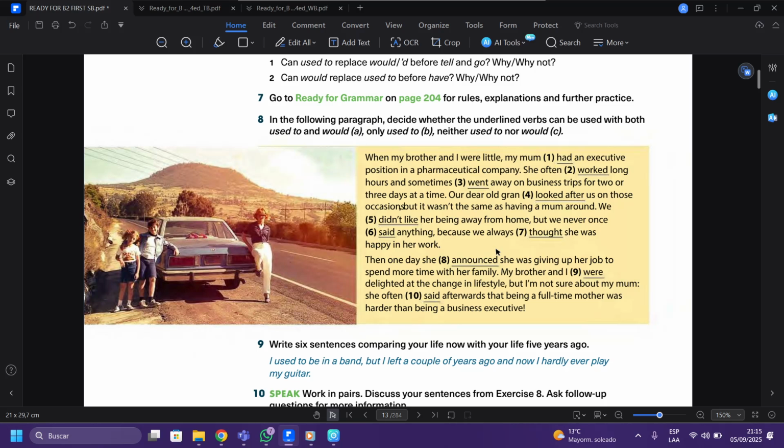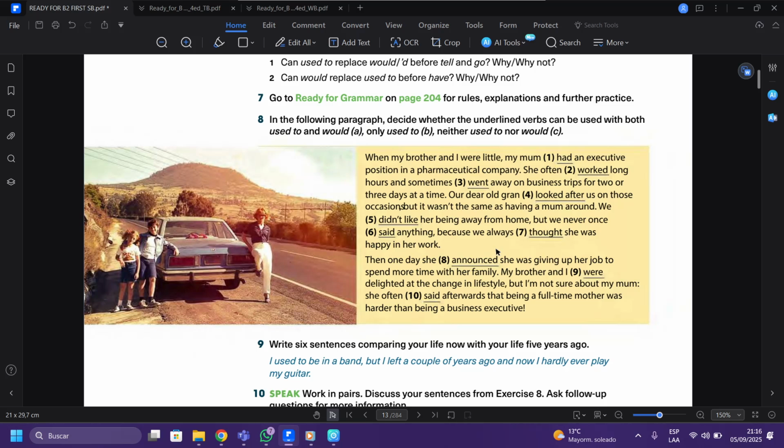What do you think here? Or we can use both. The second one is possible. Yes, we would say, sorry. Yes, decíamos, right? A past habit. Because we always thought she was happy in her work. We can say because we always used to think, because we always would think.